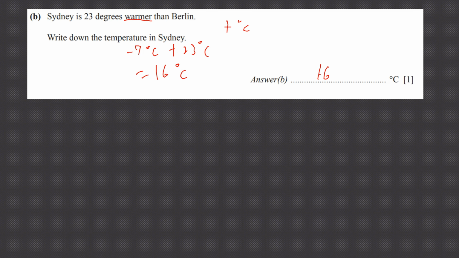And that being said, I've come to the end of this topic, which is comparing directed numbers and the use of number lines and how they can be used with positive and negative numbers.